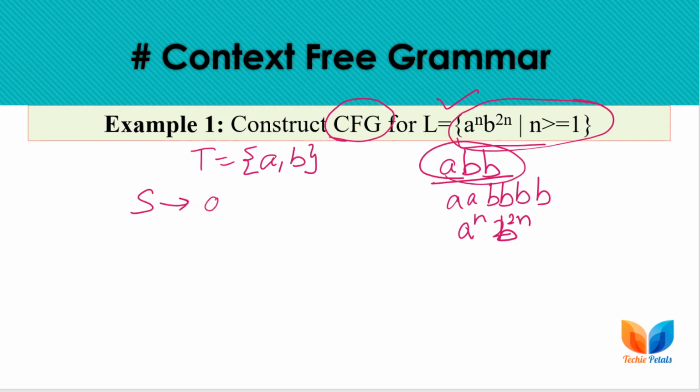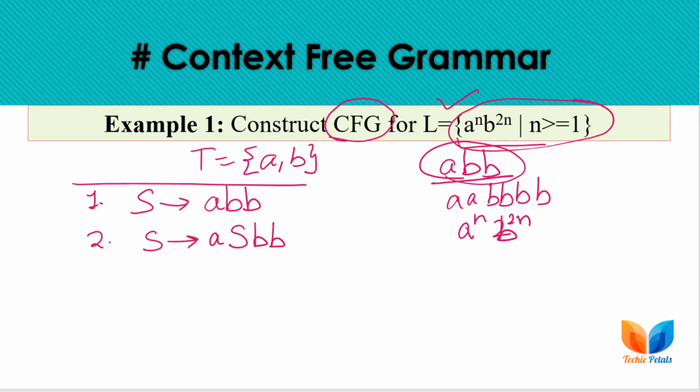The minimum string is directly derivable from the start symbol as S goes to a double b, as the first production rule. Next, the second production rule is for the iteration, meaning we can have any number of a's followed by double the number of b's. So we have to put this pattern into iteration, and for this we write the second production rule as S goes to a S double b. These two production rules are enough to derive all the strings of this particular language.